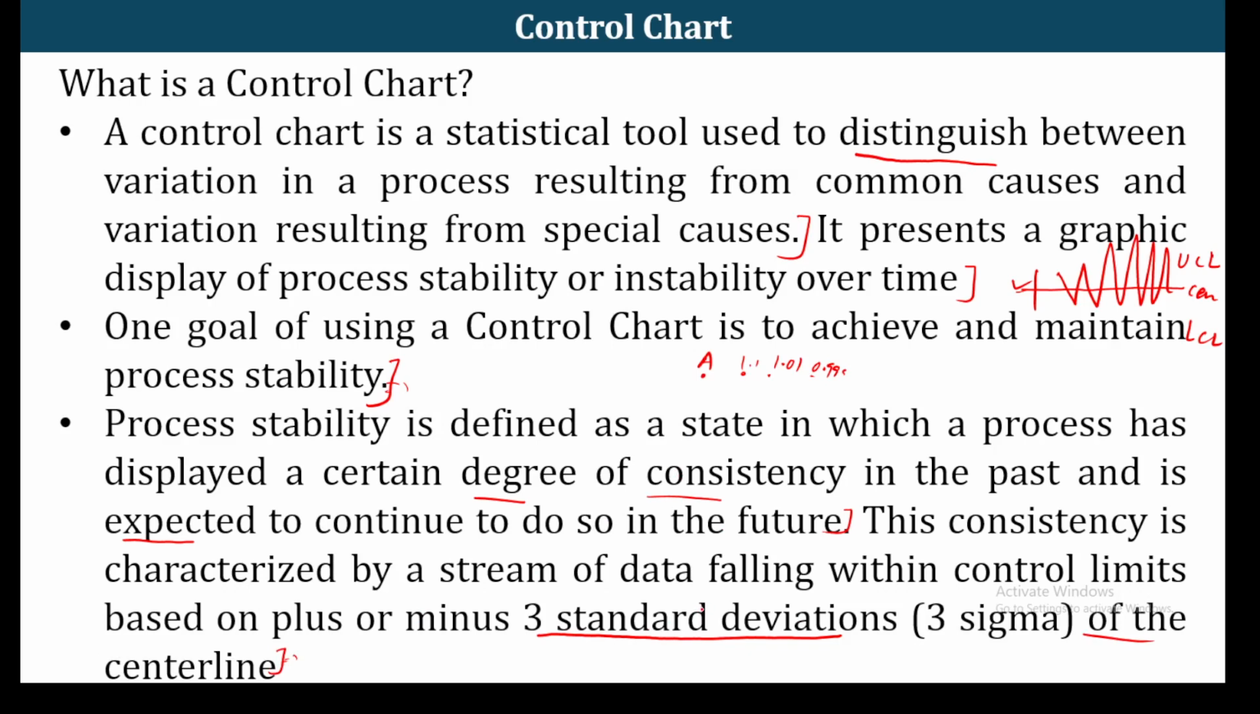We have the center line, then the upper control limit at plus 3 sigma and the lower control limit at minus 3 sigma. Based upon that we say whether the stream of data is falling within the control limits of plus or minus 3 sigma. If the data falls in between minus 3 sigma and plus 3 sigma, we say the process is stable.